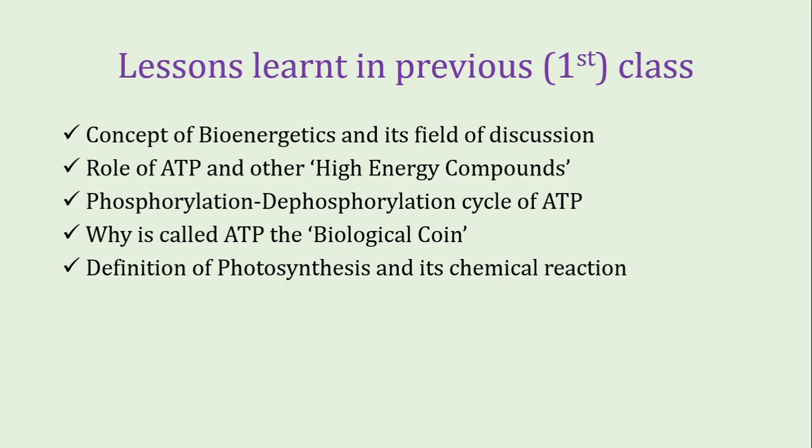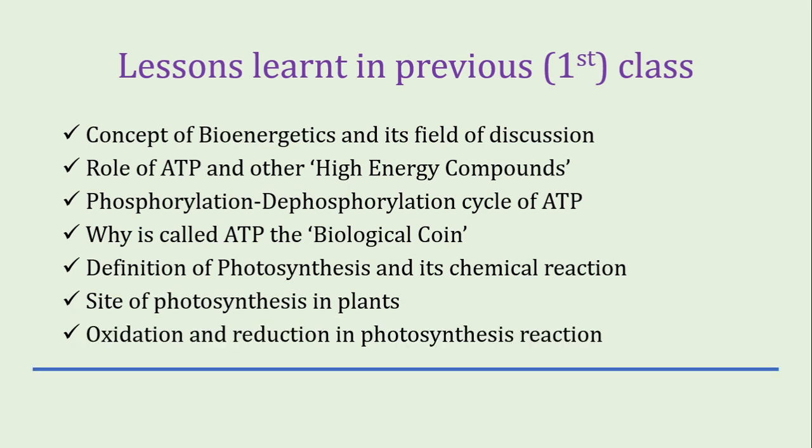We have also defined the photosynthesis process. We have also discussed the 4 requirements of photosynthesis and understood its chemical reaction. The site of photosynthesis in plants is the mesophyll tissue of the leaves, and oxidation and reduction take place simultaneously in the photosynthesis reaction. We say carbon dioxide is reduced and the water molecule is oxidized during photosynthesis.